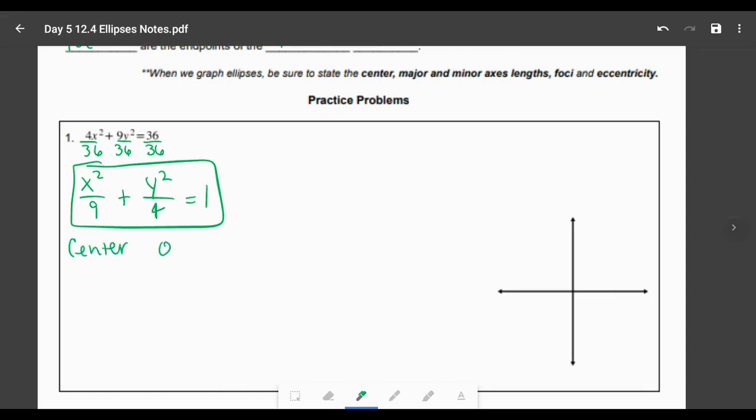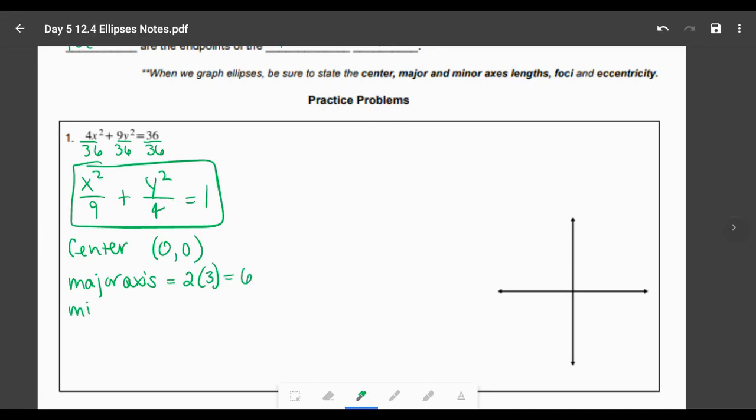The center is at (0, 0) because there's nothing being added or subtracted to x or y. The major axis is the longer of the two axes. And so we look at the denominators. We've got a 9 and a 4. The 9 must be the larger value, but that's really a squared. So we want just a, which would be 3, and in order to find the major axis length, we would double that 3, so it's really 6.